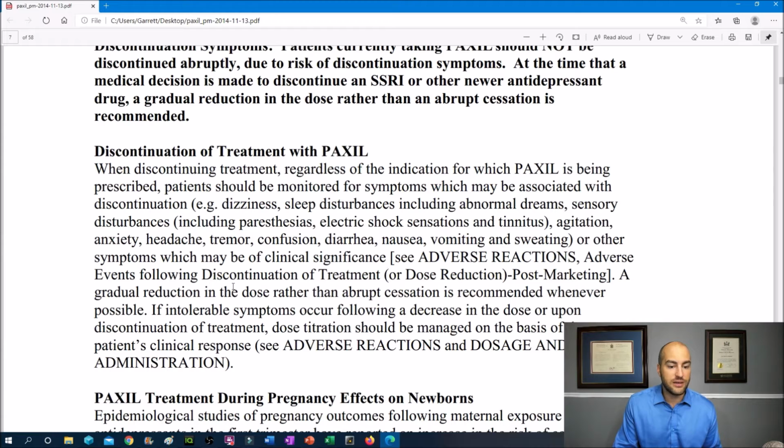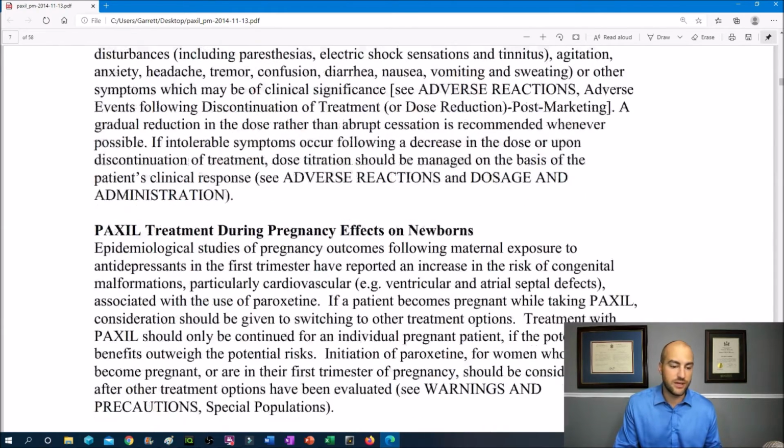Events following discontinuation of treatment. A gradual reduction in the dose rather than an abrupt cessation is recommended whenever possible. If intolerable symptoms occur following a decrease in dose or upon discontinuation of treatment, dose titration should be managed on the basis of the patient's clinical response. So it will be different from patient to patient, the way you would deal with that.